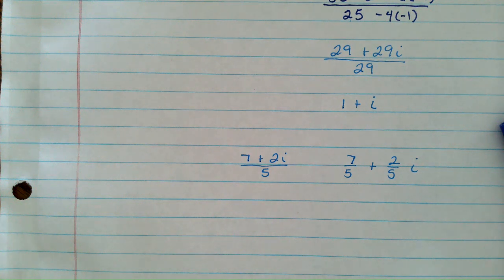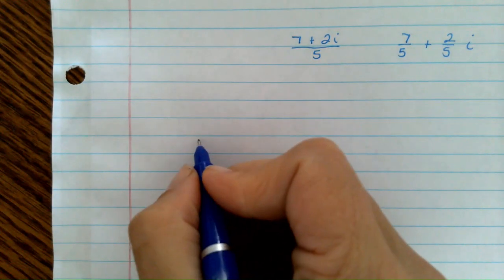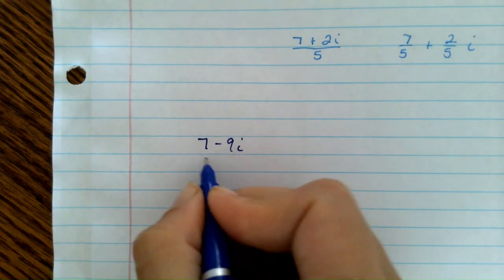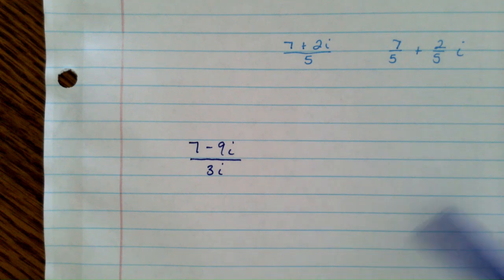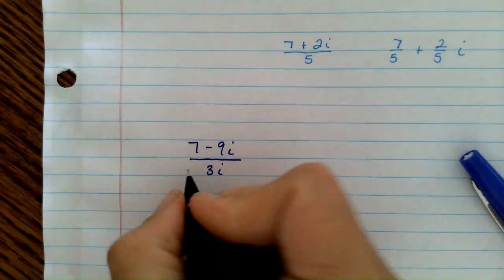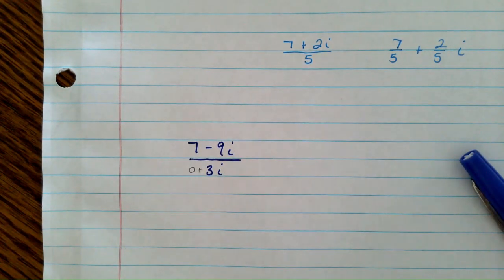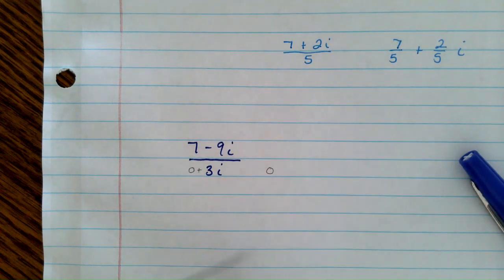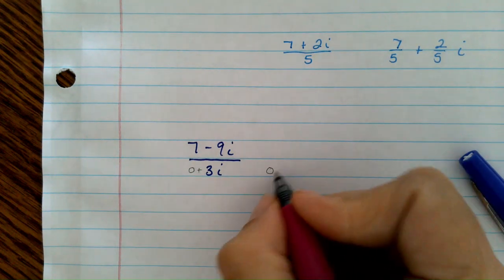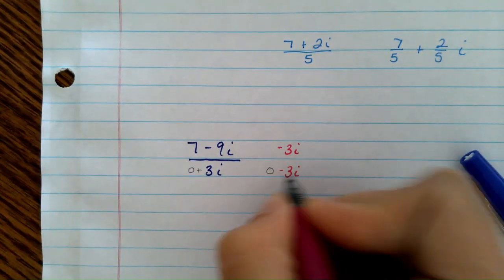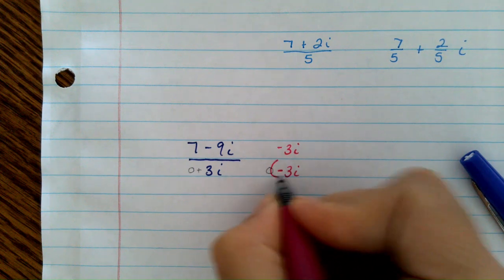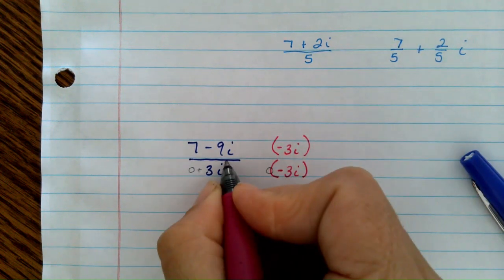Okay. Also, what happens if you don't have an a value in your denominator? For example, 7 minus 9i over 3i. Well, technically, you do have an a value at 0 plus 3i. So you would multiply by 0 minus 3i. Whatever you do the bottom, you do the top. Is it necessary to have the 0 and do FOIL? No, you can treat it as a distributor.